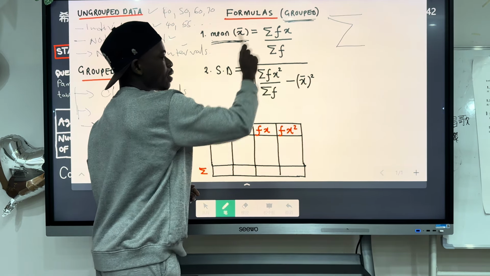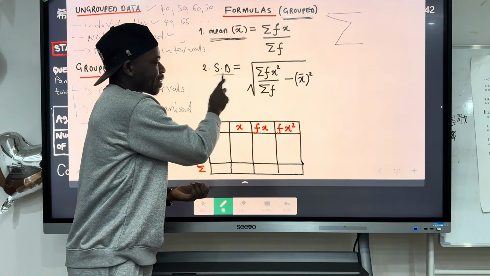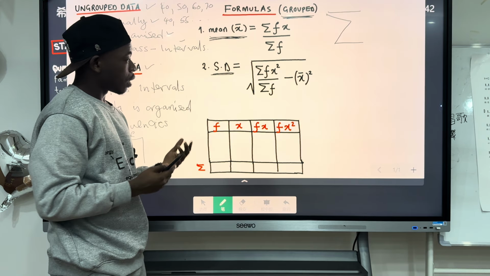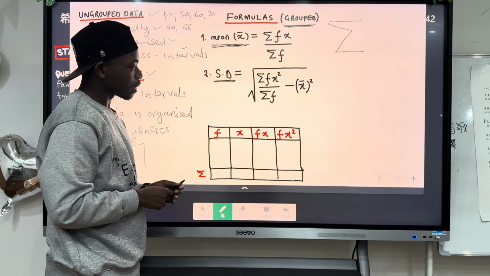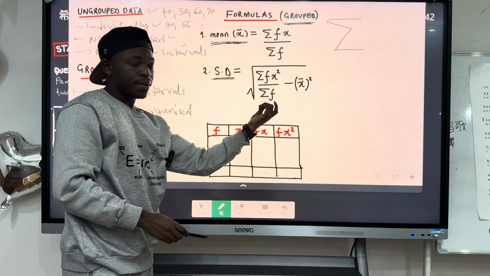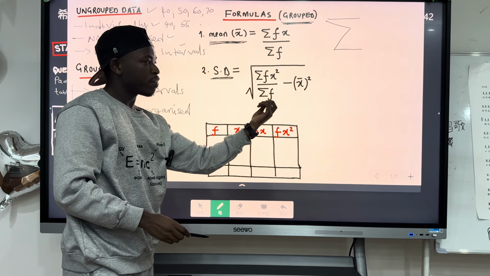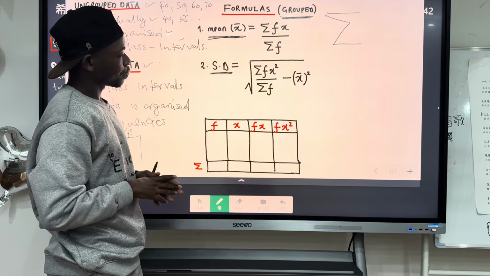Then after we find the mean, we can now use it to find what we are calling the standard deviation. So here, SD simply means standard deviation. So standard deviation is equal to the square root of summation of fx squared divided by summation of f minus mean squared. Then we take the square root.